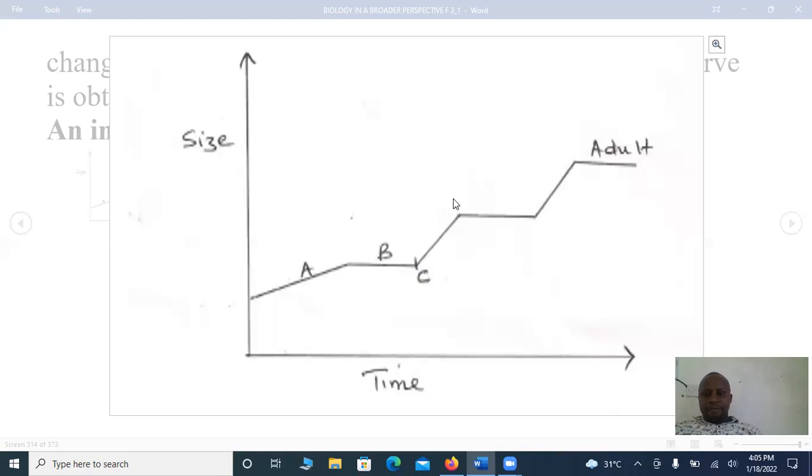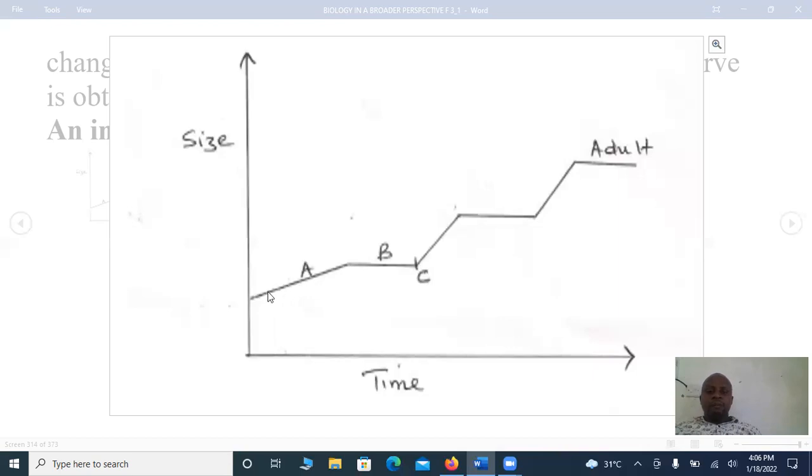Remember that the intermittent growth curve is observed in organisms, especially those which have their bodies covered with an exoskeleton. Usually their bodies have a very hard exoskeleton, which is tough and cannot increase in size. So for the organism to grow or to increase in size, the exoskeleton has to be shed, a process called molting or ecdysis, which we shall see later.